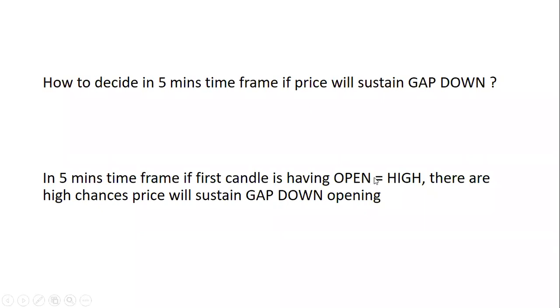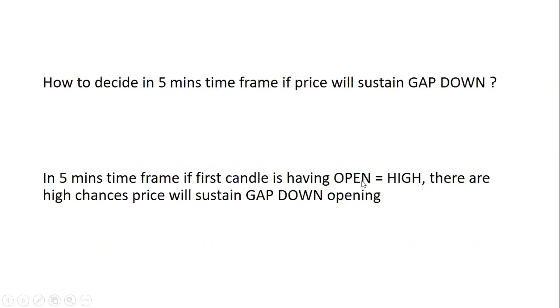So this is one very important point as a trader you need to remember. We want gap down opening and then we also want open equal to high formation on the 5 minutes time frame. The first candle must have open equal to high. Open equal to high indicates there is selling pressure. So even after opening gap down, price is not crossing the opening price. This confirms that bears are very strong. So that's why the open equal to high rule is very important.